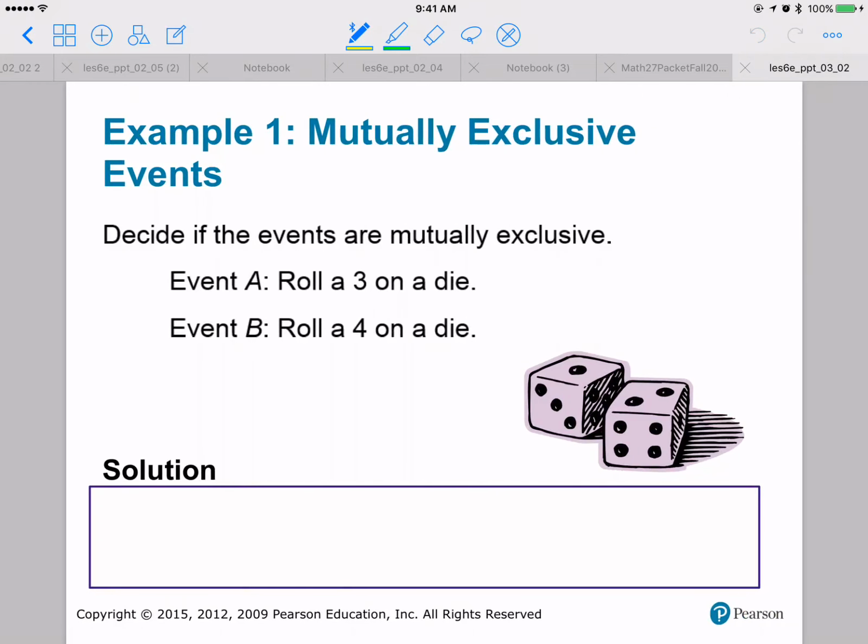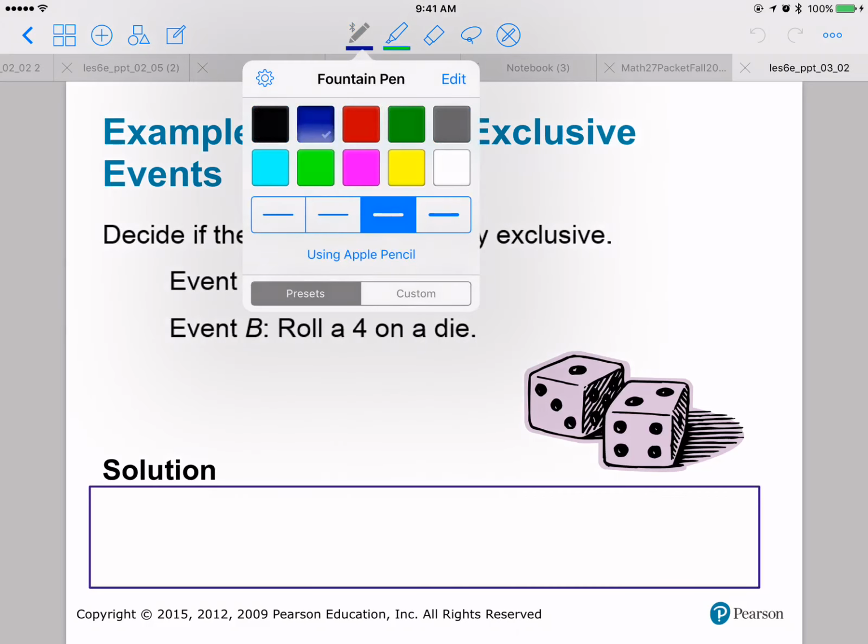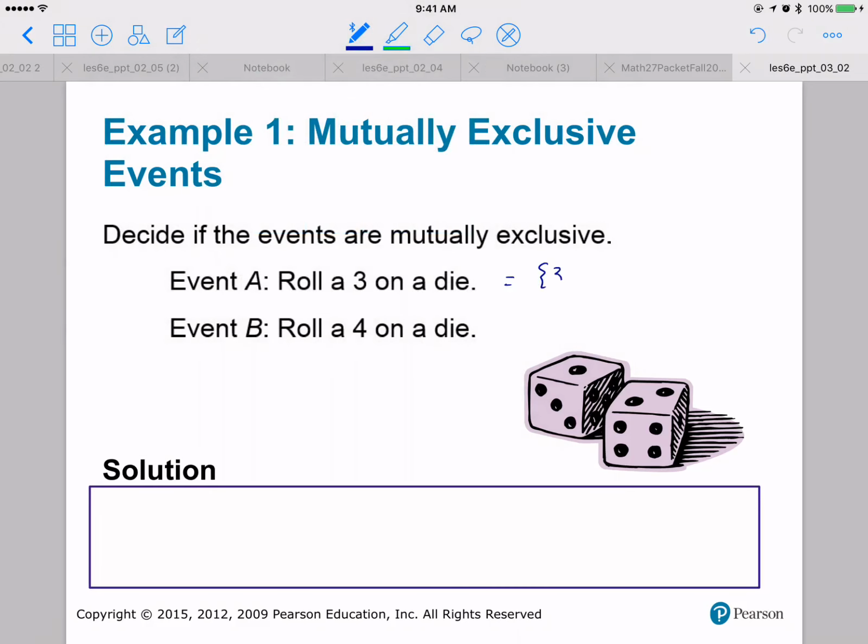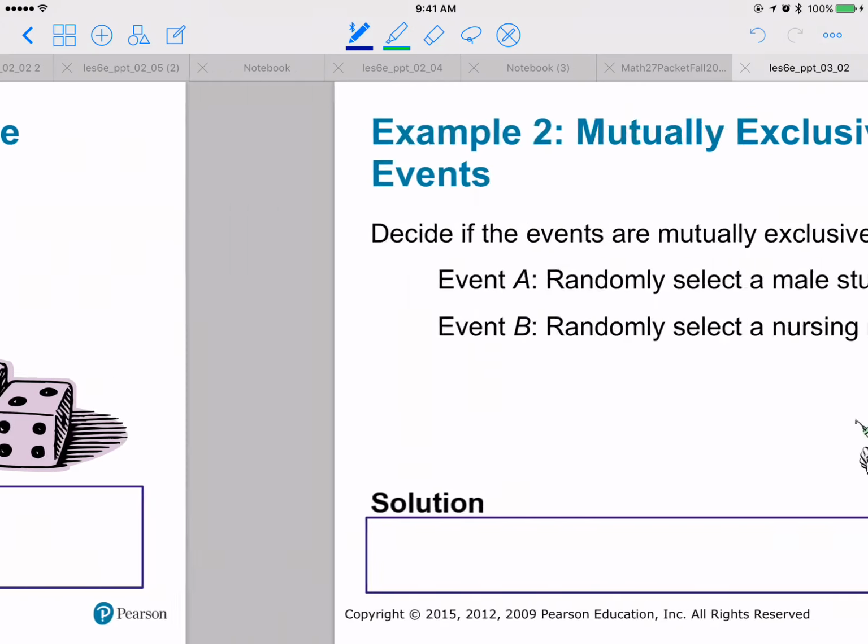Okay, so let's practice determining if events are mutually exclusive. Event A is to roll a 3 on a die, and event B is to roll a 4 on a die. And we can actually write this using set notation. So A is equal to just 3, and event B is equal to just 4. Since there's no intersection, there's no overlap, these are going to be mutually exclusive. Since none of the outcomes in the events can occur simultaneously, we say that the events are mutually exclusive.